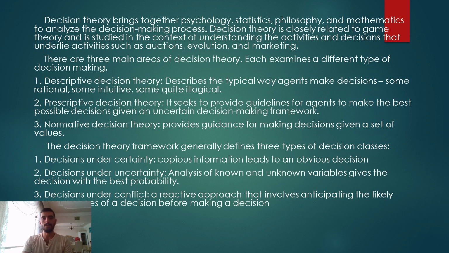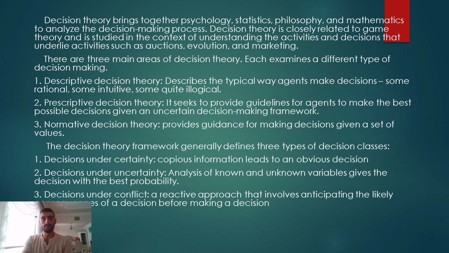There are three main areas of decision theory. Each examines a different type of decision making. First one, descriptive decision theory. Describes the typical ways agents make decisions, some rational, some intuitive, some quite illogical.